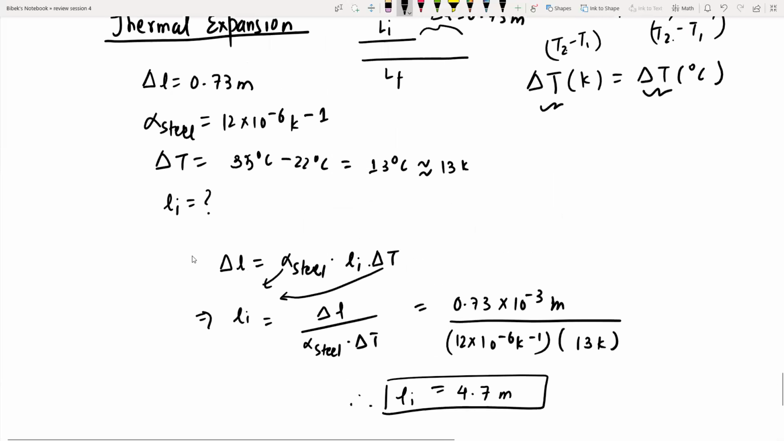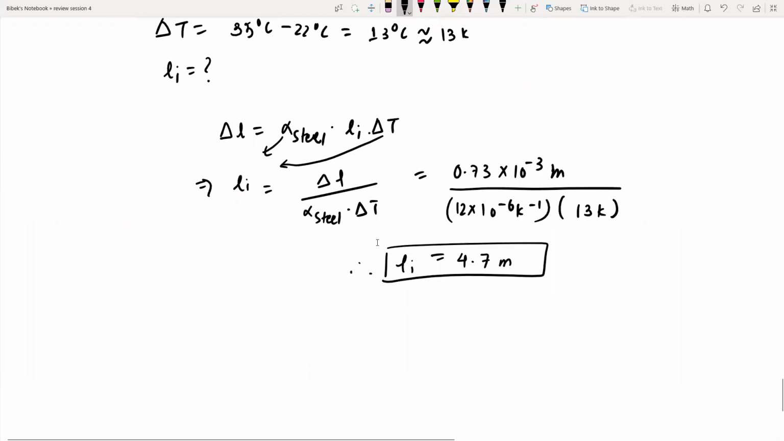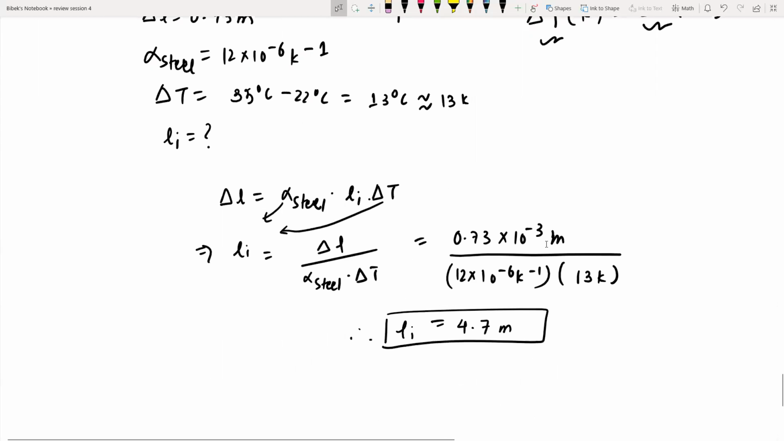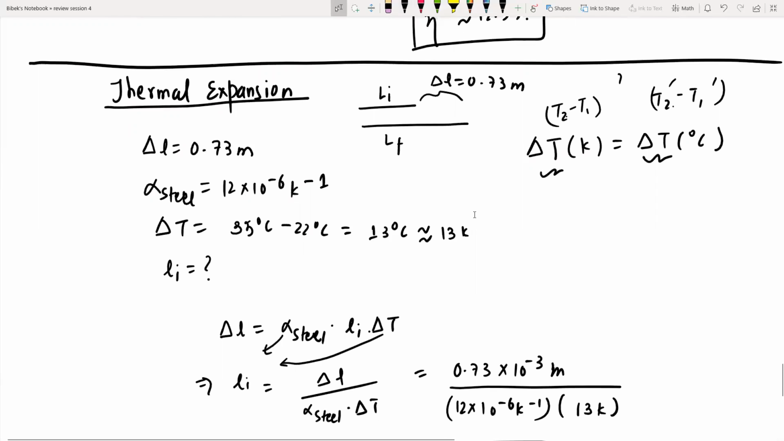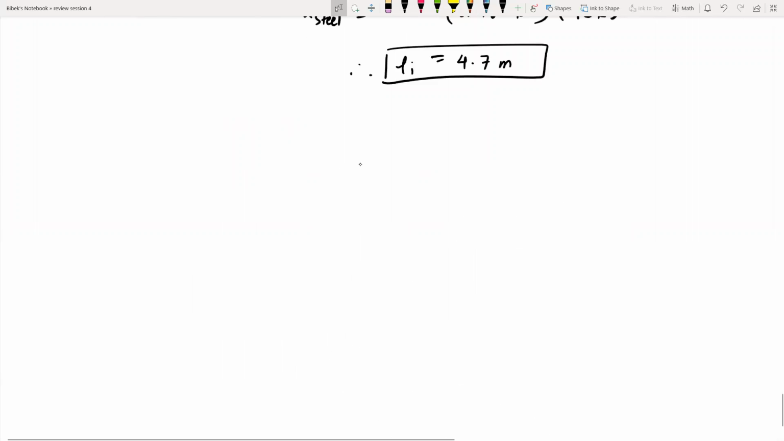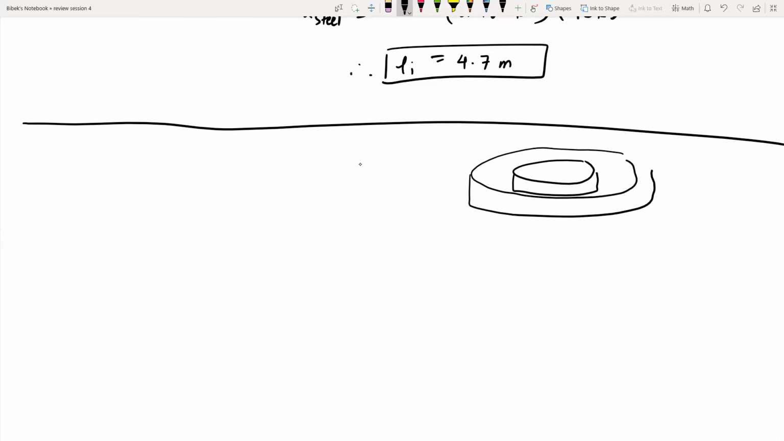Sometimes you might be given the initial length and you might not be given the initial temperature. Then you might also need to find the initial temperature in that case. So there could be different tricks that can be done to this problem, but you always use this equation and you find a way to deal with the problem. It's not that hard. So in the next problem we have a disk, like this, and it has been heated. So after you heat it, this will be larger, and it will look something like this.